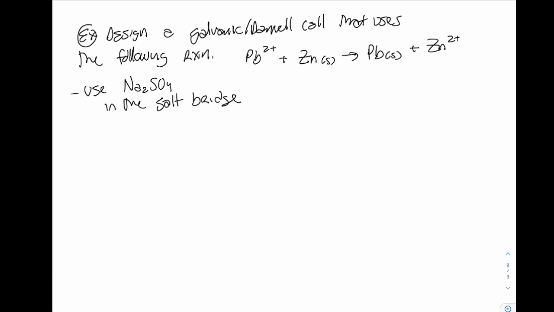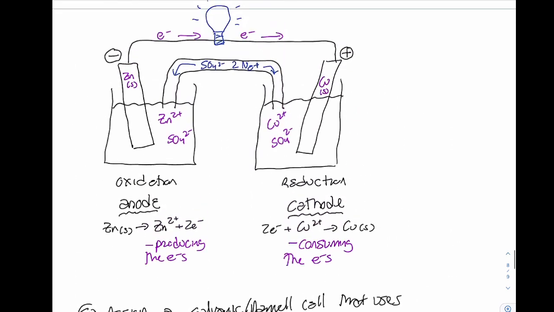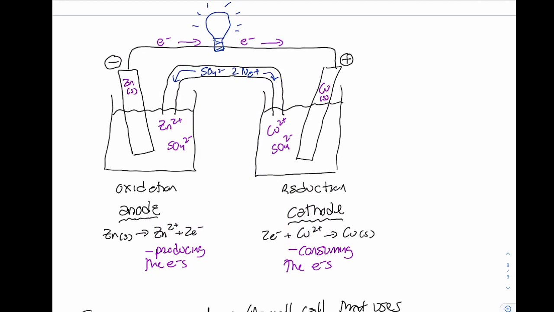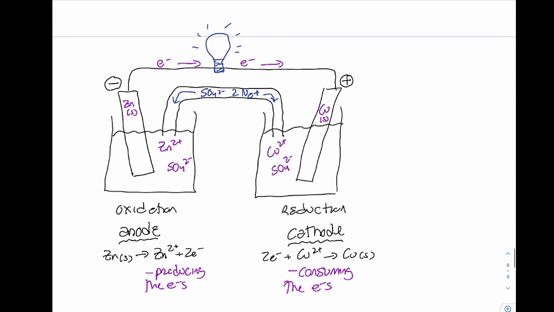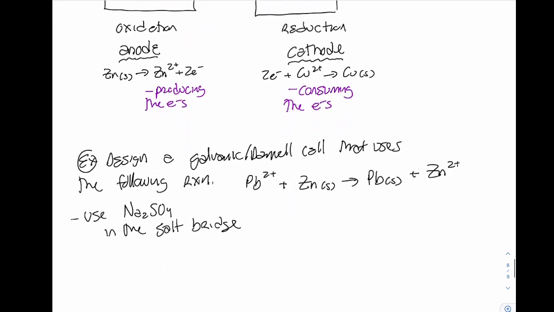So when I say design a galvanic cell, basically what I'm looking for is this picture. So we want to draw our 2 half cells, we want to label our electrodes, we want to connect them with the wire, show the flow of the electrons, add our salt bridge, show which way the ions are moving, label anode, cathode, that sort of thing. So replicate this using our new reaction.